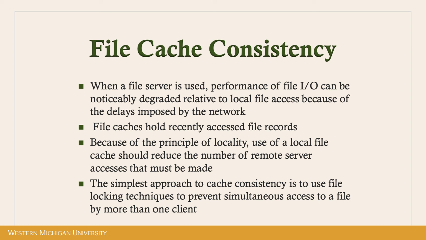And the simplest approach to the consistency is to use file locking techniques to prevent simultaneous access to a file by more than one client. So we can grab a file, lock it on the server, do what we need to do on the client, and then write that back to the main file storage area, right? So we can use caches for files in distributed systems just like we use them for memory.